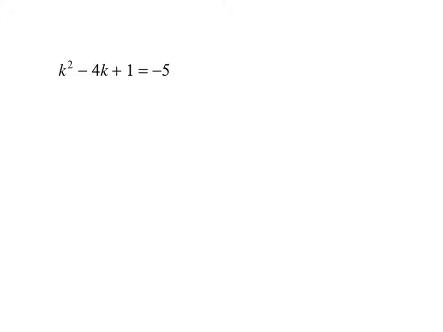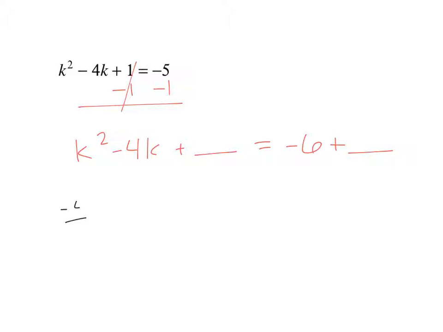Next question, I'm going to move my c term over, so subtract 1, and I'll have k squared minus 4k plus blank, because I need to complete the square, equals negative 6 plus blank because I want to keep my equation balanced. I'm going to take that b term and I'm going to divide it by 2, so negative 4 divided by 2, and then square it. That'll get me negative 2 squared, which is 4, and that's what's going on either side.